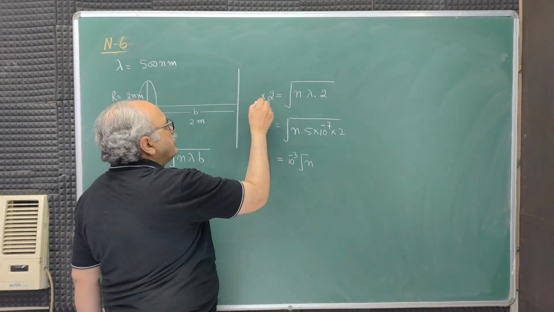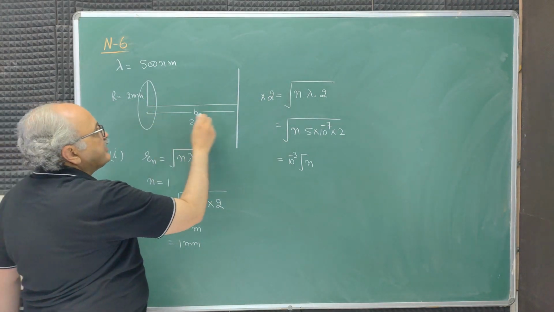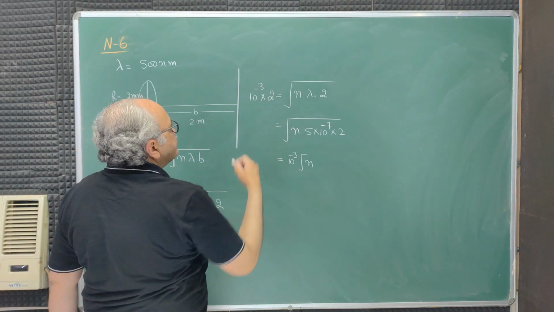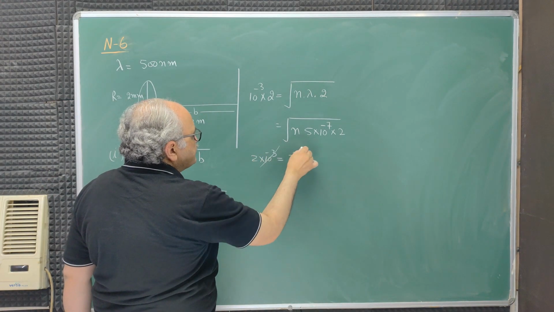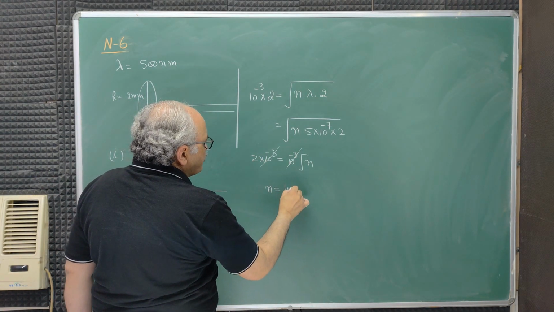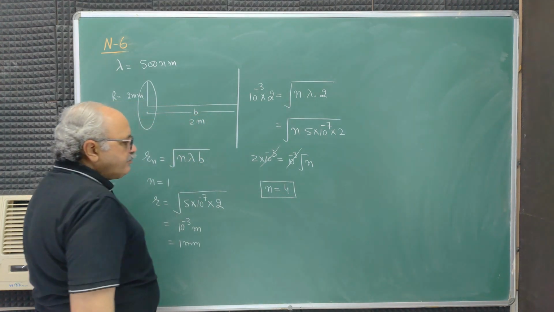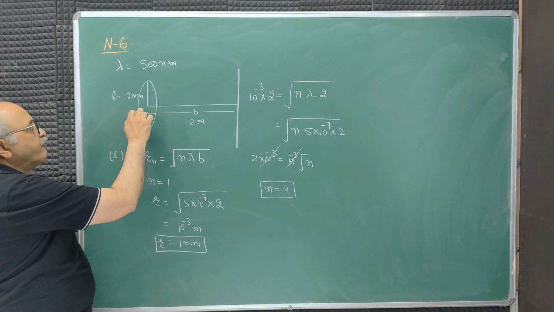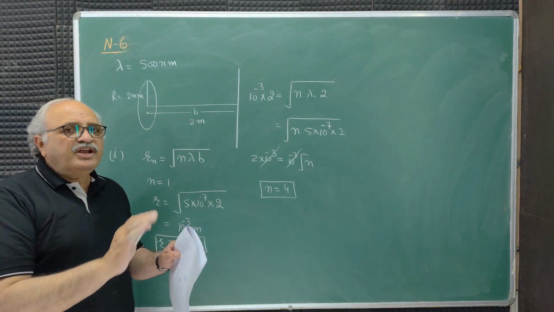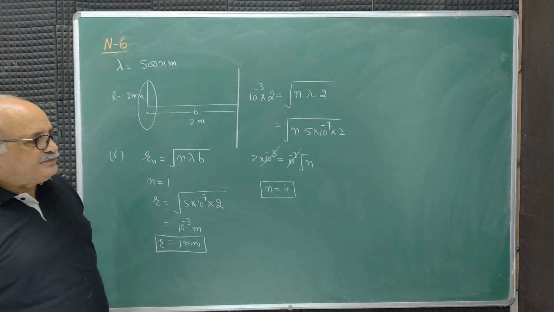This is equal to 2 millimeter which has been given to us, so we have to multiply it by 10 to the power minus 3. So 2 into 10 to the power minus 3, so this is out. So n comes out to be 4. It means we can get 4 half period zones fitting into this circular aperture.